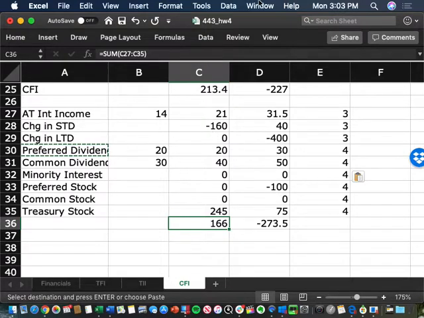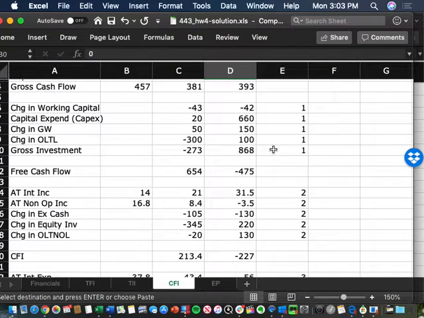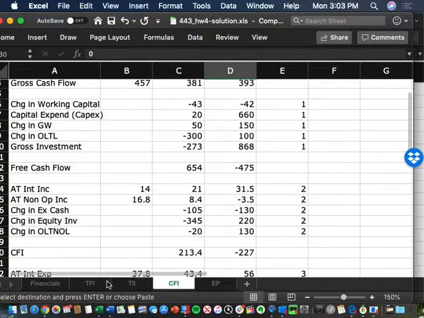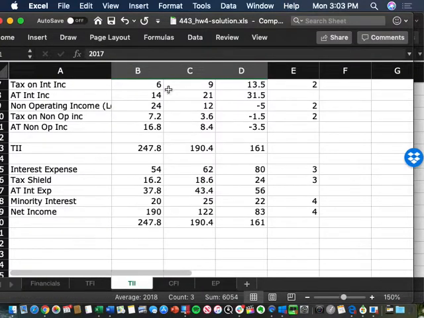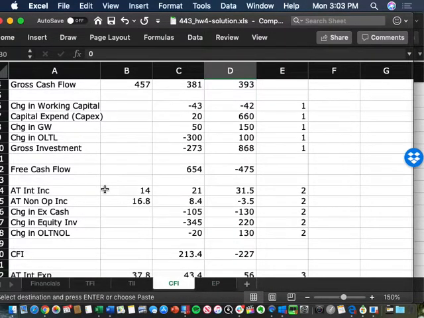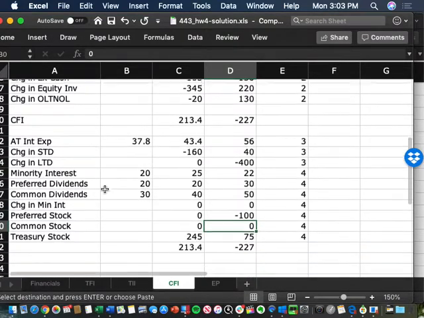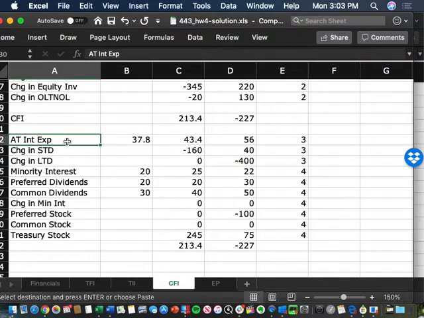That should be a positive number. Didn't you break it into two pieces? Yes. So what I really need is what? I did after-tax interest income, but I should have done after-tax non-operating income, or put in non-operating income. Let's go back. After-tax interest expense, sorry, threes.